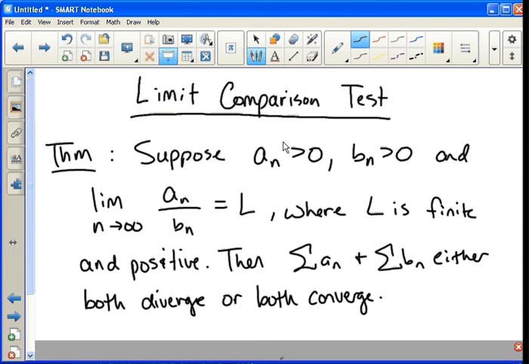So you should be comparing it with something you already know. If the one you know converges, then they both converge. If the one you know diverges, then they both diverge. Now if you get a limit that's not finite and positive, that doesn't mean they do opposite things. That just means this doesn't work and you've got to try something else, either compare it to something different or try a different type of test. So let's try 3 examples.